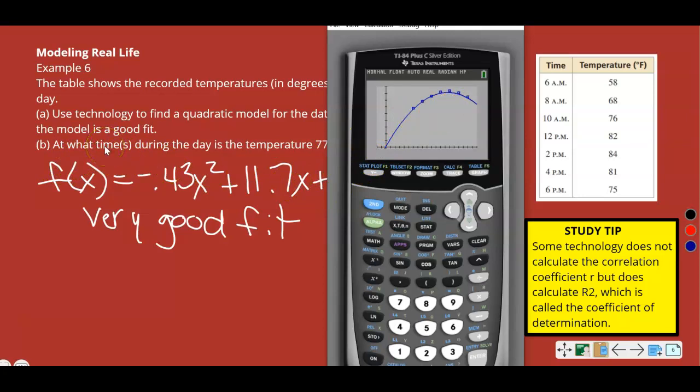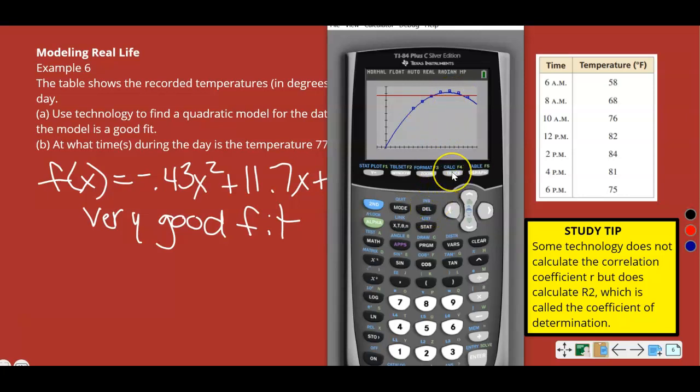B part says, at what times during the day is the temperature 77 degrees? Okay, so to determine that, let's write another function that says y equals 77. So that's saying we're going to have this function. When does it equal this function? So we want to find the intersection point of these two. Okay, so we want to find this intersection point and this intersection point. When these two intersect, that's when it's 77 degrees, and then we can determine what time of day that is.